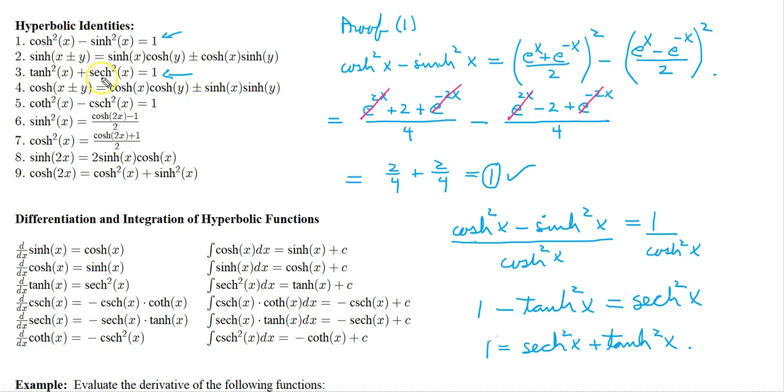Now you could also go back to the base definitions. You could replace tangent with e to the x minus e to the negative x divided by e to the x plus e to the negative x and square that, and the same thing with the hyperbolic secant, and do some algebra and show that you get back 1. You could do it just like we did up here, but you can also do it this way, which is a little bit easier. And so all of these identities can be handled in a similar manner.